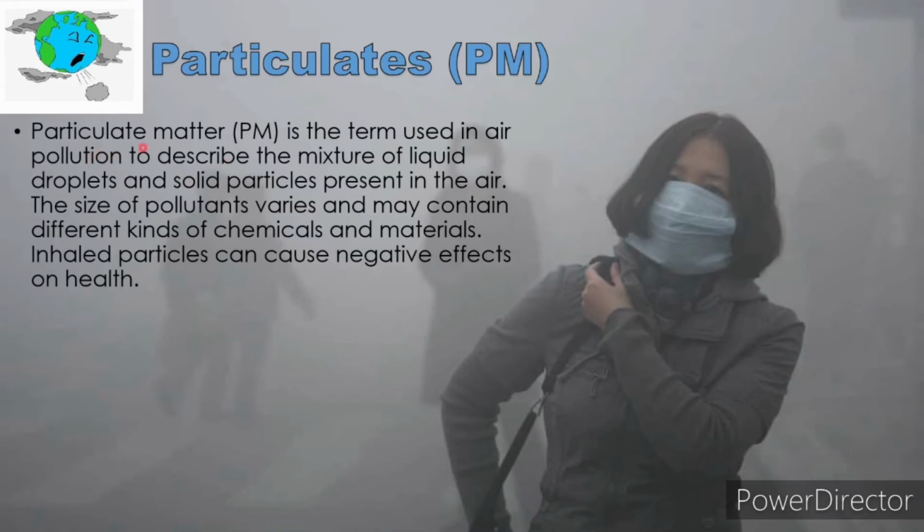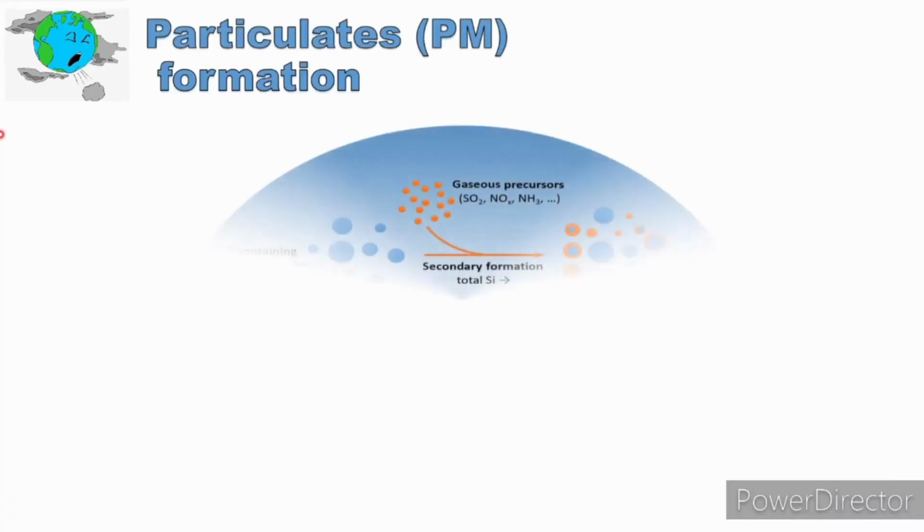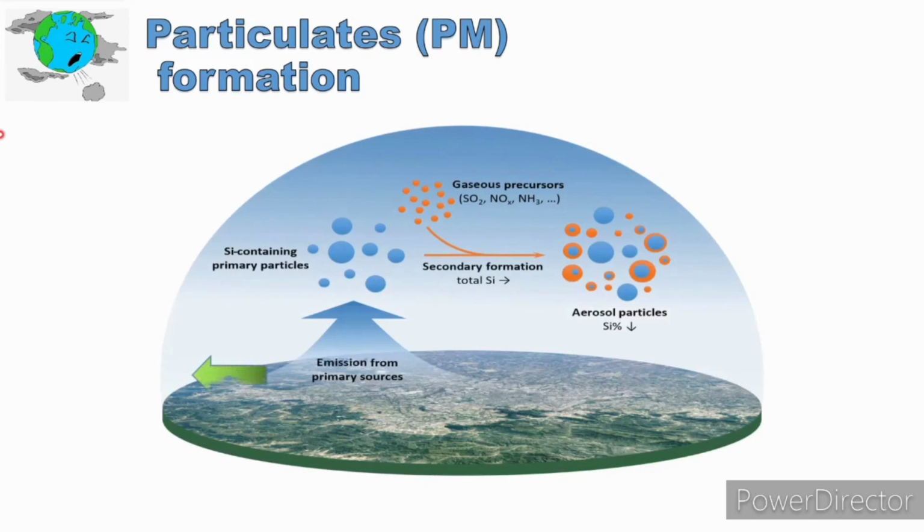The next one is the particulate matter, or the PM. Particulate matter is a term used in air pollution to describe the mixture of liquid droplets and solid particles present in the air. The size of pollutants varies and may contain different kinds of chemicals and materials. Inhaled particles can cause negative effects on the health. So this is how PM is formulated or formed.